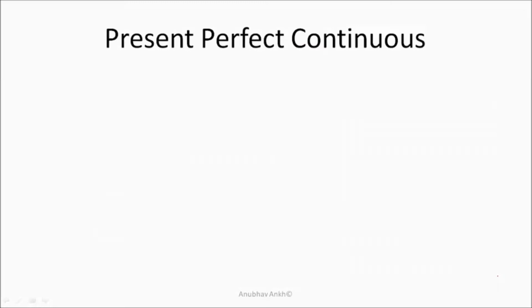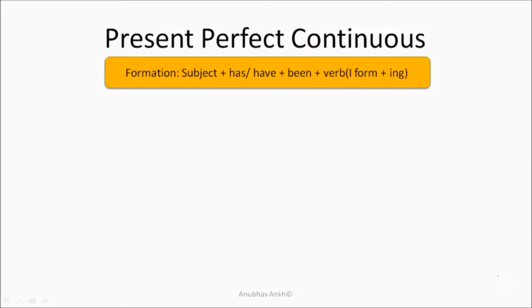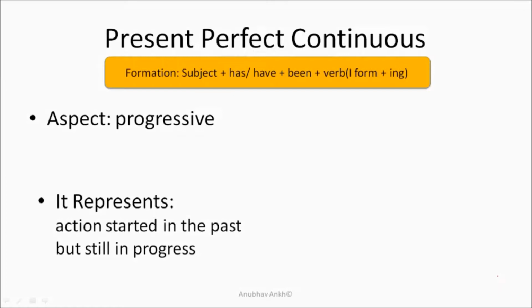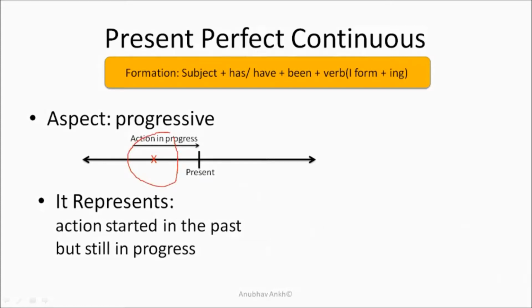Present perfect continuous. Now the formation of the sentence here is subject plus has/have plus been plus the ing form of the verb, because of continuity. The aspect is progressive because it is continuous. It represents an action started in the past but still in progress. The action here is still in progress. We have an arrow moving forward.